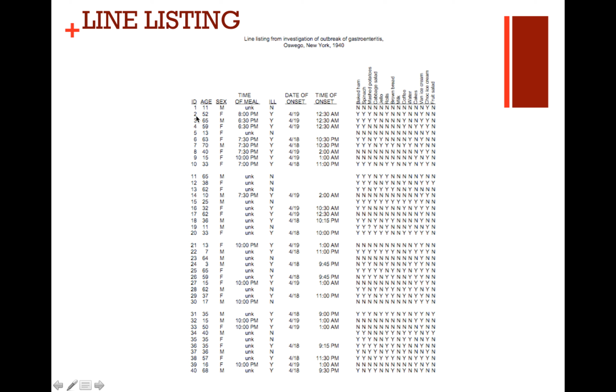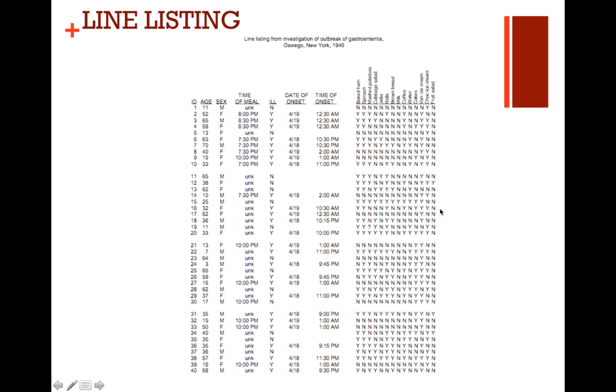And what they did is they have the subject ID, their age, their gender, the time of the meal, whether they were sick or not. If they were, when did the symptoms start showing, what time and what day. And then they asked them about all the different foods that were served. So we have baked ham, spinach, mashed potatoes, cabbage salad, jello, etc. Did you eat these things, yes or no?